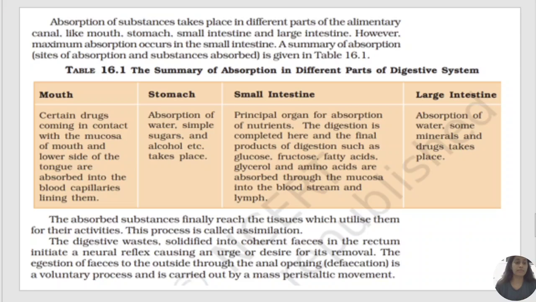I'll repeat it again. The absorbed substances finally reach the tissues which utilize them for their activities. This process is called assimilation. This is an important point. Now, the digestive waste solidified into coherent feces in the rectum initiates a neural reflex causing an urge or desire for its removal. The ejection of feces to the outside through the anal opening, which is called defecation, is a voluntary process and is carried out by a mass peristaltic movement. Peristaltic movement is a muscle contraction.